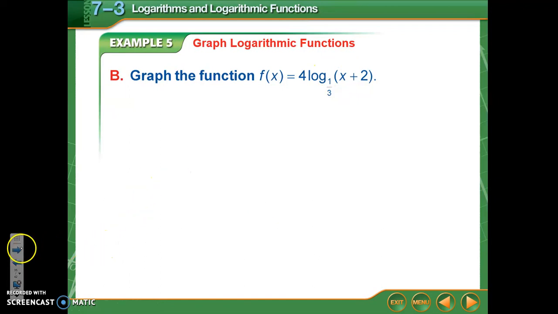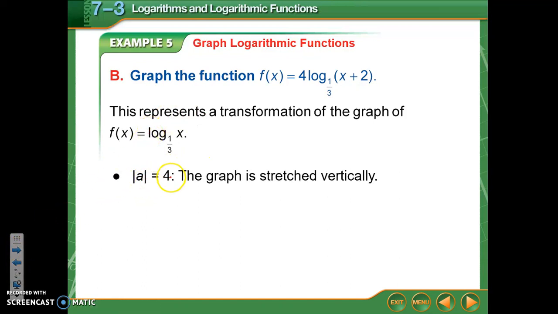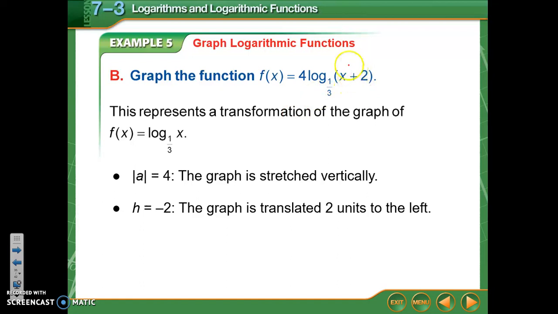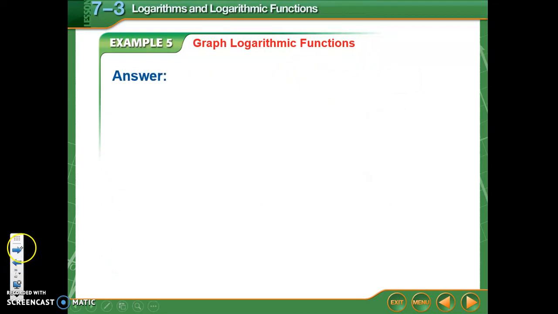Okay, take a look at this one. 4 times log base 1/3 of the quantity x plus 2. So this would be our original function, our parent function. The absolute value of A is 4, so I'm getting a vertical stretch. My y values will be stretched by 4. H is negative 2 because this is like x minus negative 2, so it's going to be moved 2 units to the left. And k equals 0. There's nothing added or subtracted out here, so there's no vertical shift. And there's no negative in front, so there's no reflection over the x-axis.